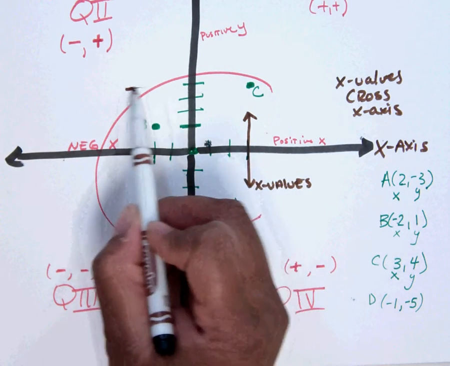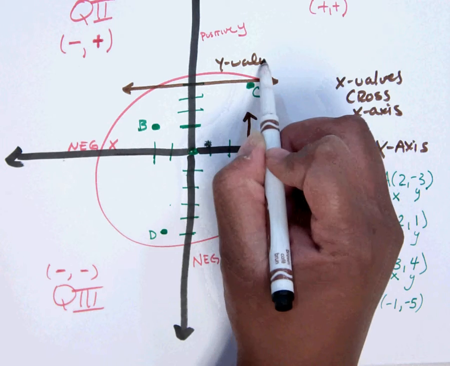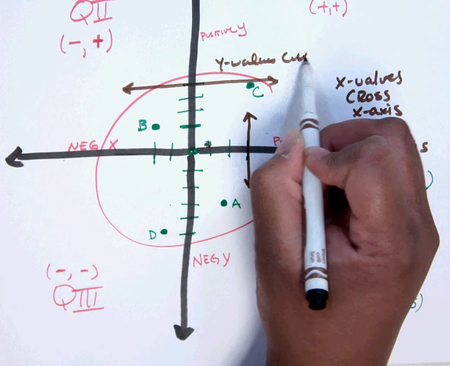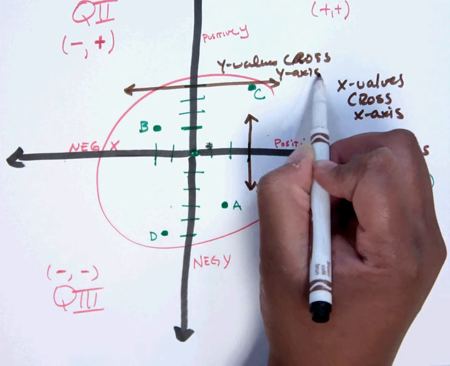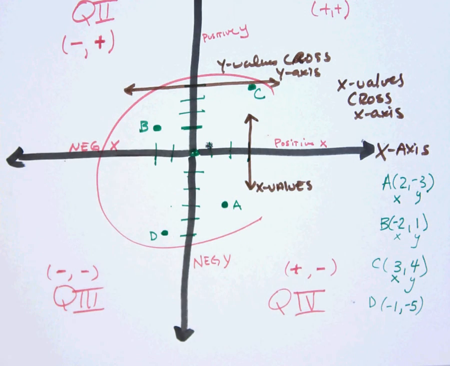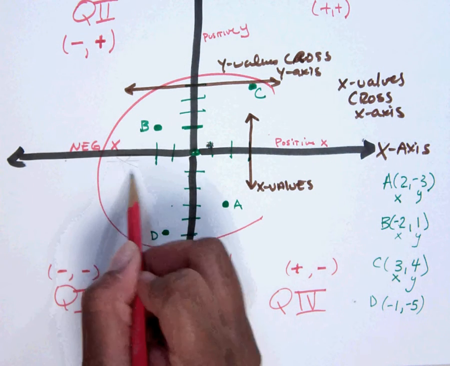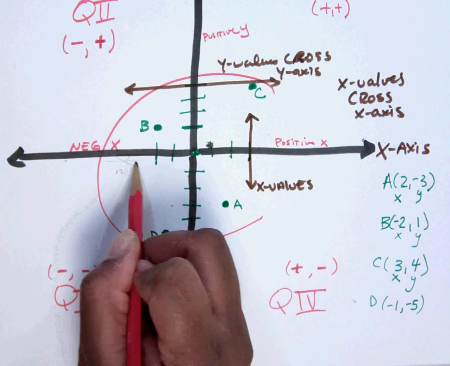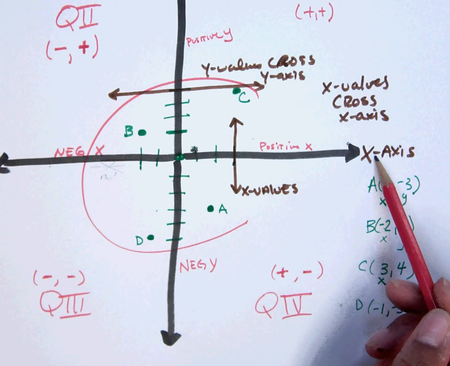And then here, the y values will always cross the y-axis. So if you thought that an x value should have been like that, that's incorrect. That is not an x value. The x values are the opposite of the way the x-axis will go.